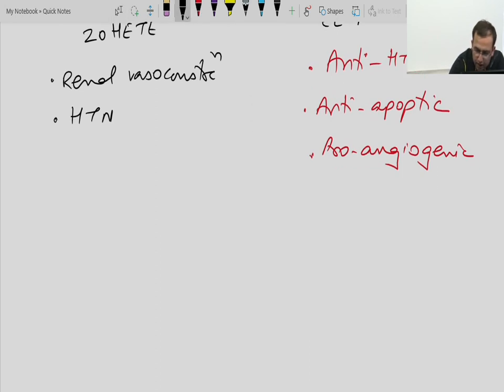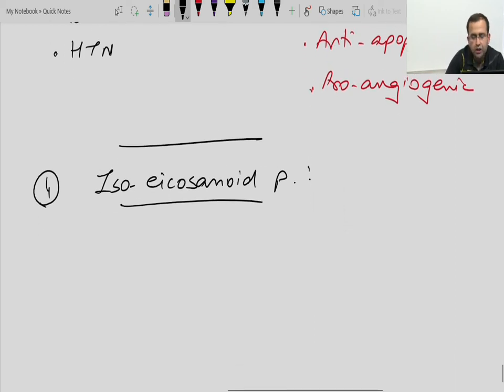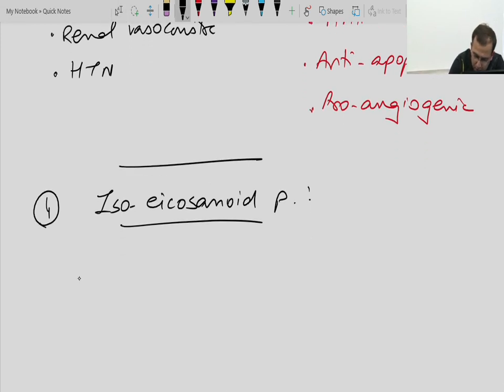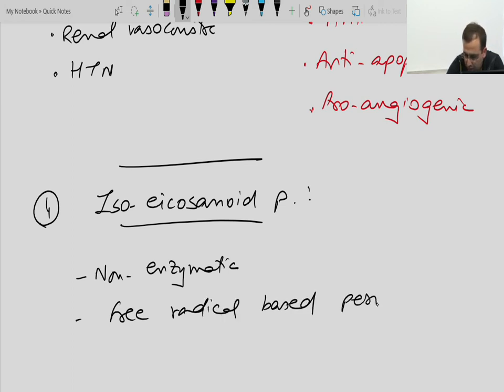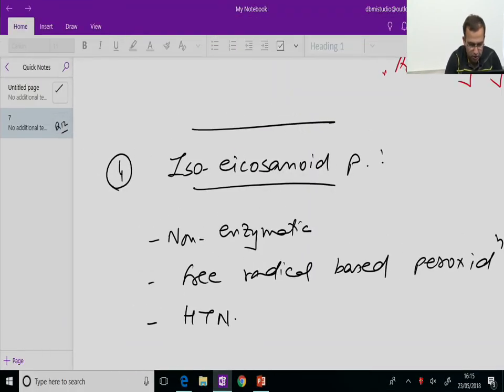The last pathway is the isoeicosanoid pathway. Remember chemistry, we used to study isoforms, cis and trans. So the isoeicosanoid pathway is the non-enzymatic free radical based peroxidation, leading to formation of metabolites which cause hypertension. That is the isoeicosanoid pathway. Done. These are the arachidonic acid metabolites. So this takes care of question 69.